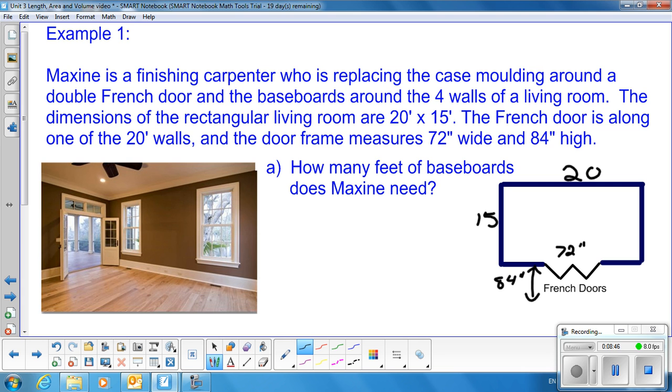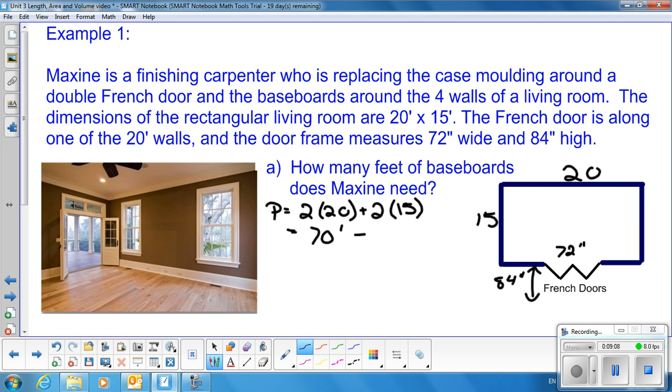So Maxine needs to go all the way around her room. If those French doors weren't there, we could find the perimeter of this rectangle by doing 2 times 2 walls that are 20, plus 2 times 2 walls that are 15 feet. This would give us a total of 70 feet. Now we need to subtract how big that door is.